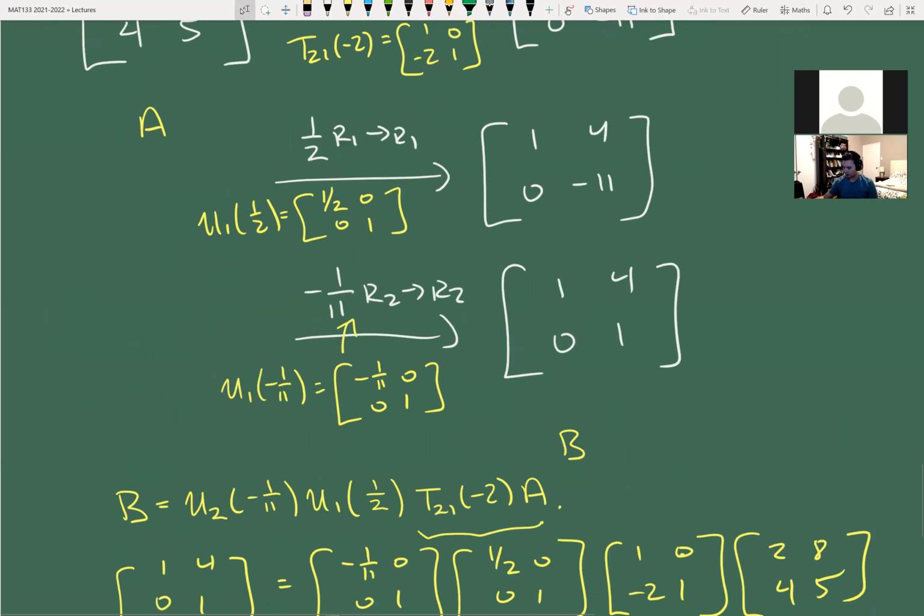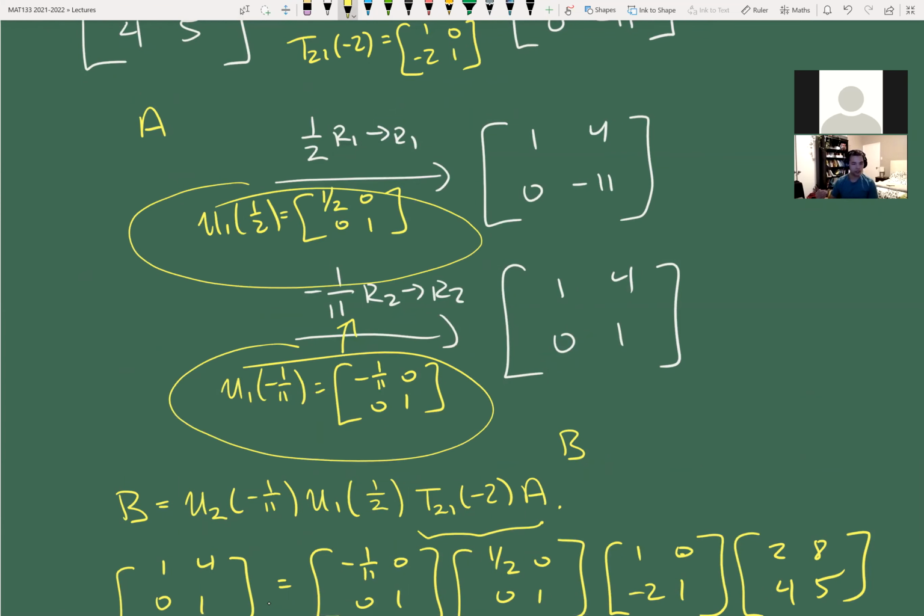And then Brandon was kind enough to give us this answer. And you can check it, right? Check that if you multiply by this matrix, 1/2, 0, 0, 1 times A, B, C, D, you get 1/2 A, 1/2 B, C, D, right? So that's the same thing as just scaling row 1 by 1/2.